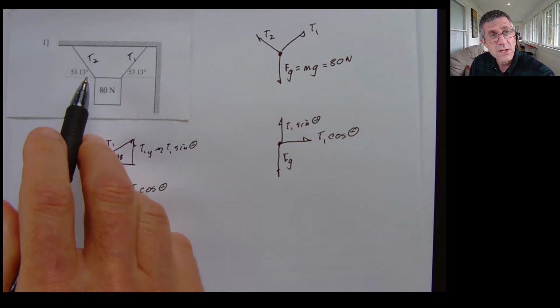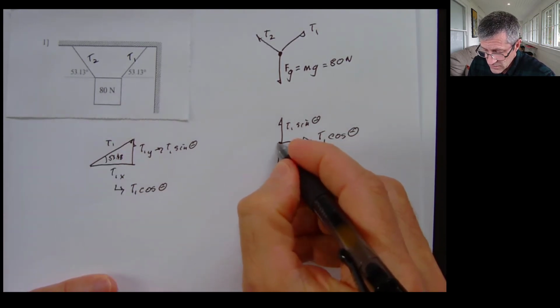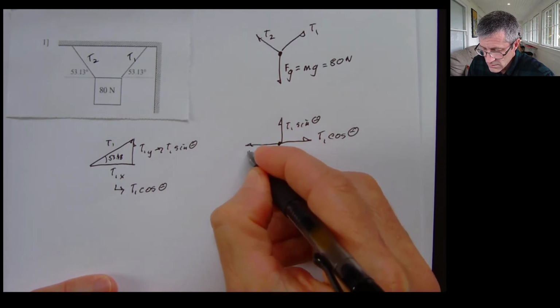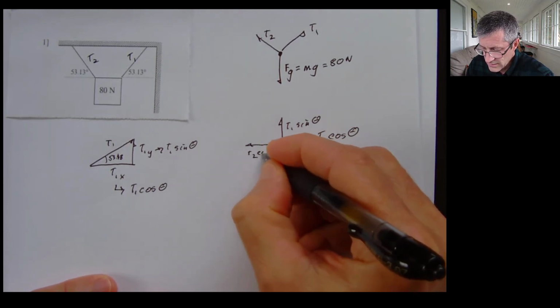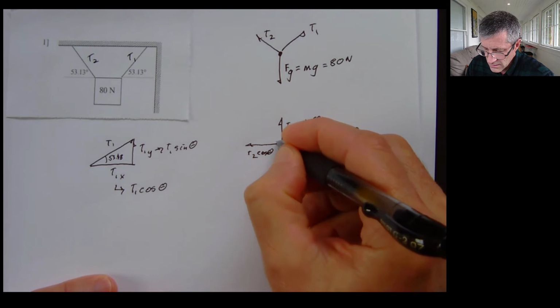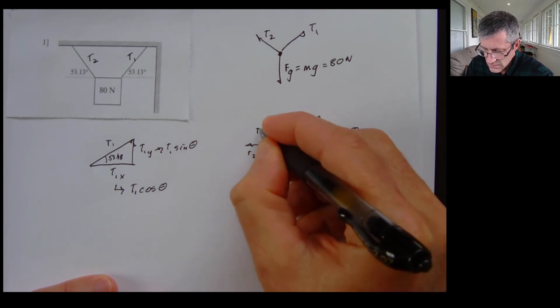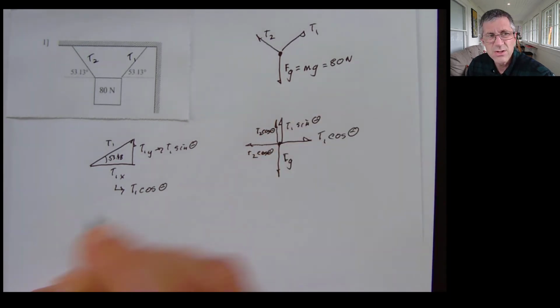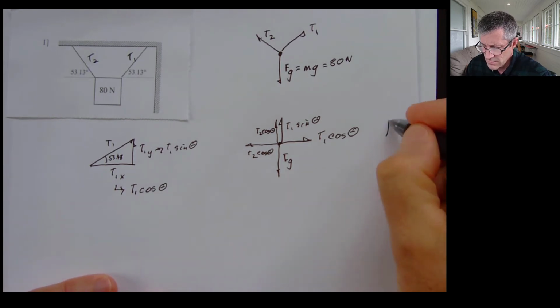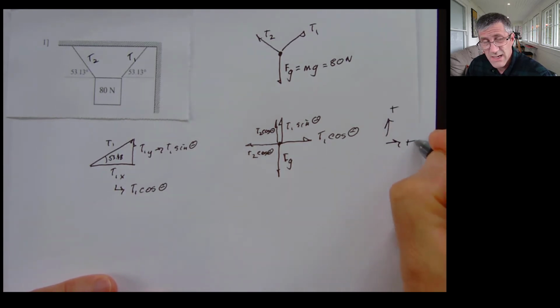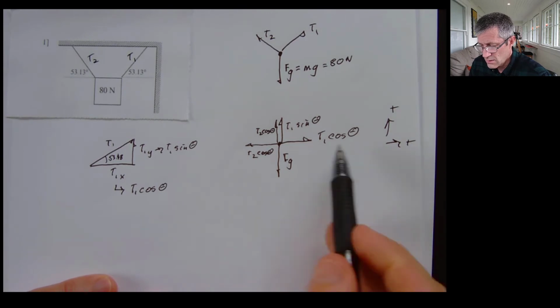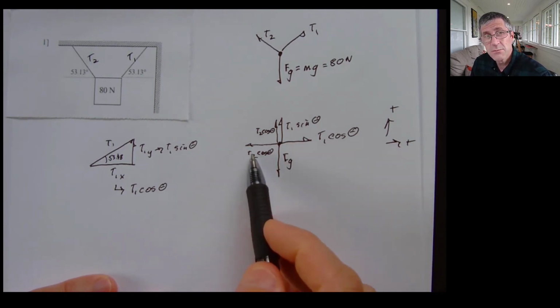Because the angle is the same on the other side, I end up having the same thing. So I'm going to have T2 cosine theta and T2 sine theta here as well. So now I have something I can make sense of: horizontal and vertical forces. Let's call to the right positive, so this is going to be a positive force, and this is going to be a negative force.